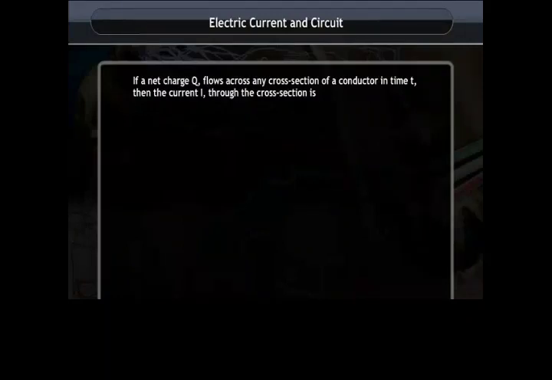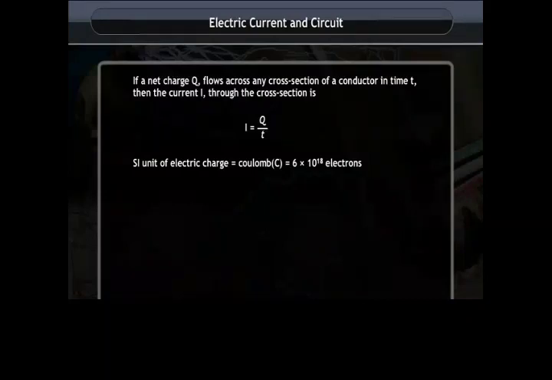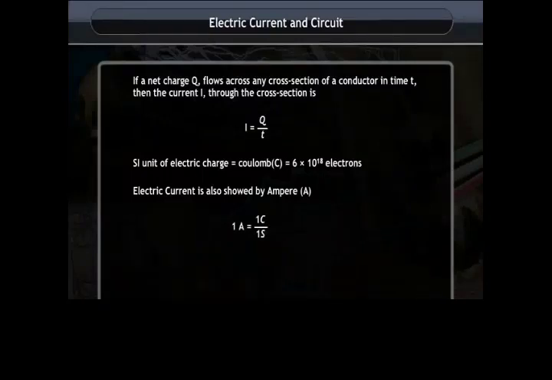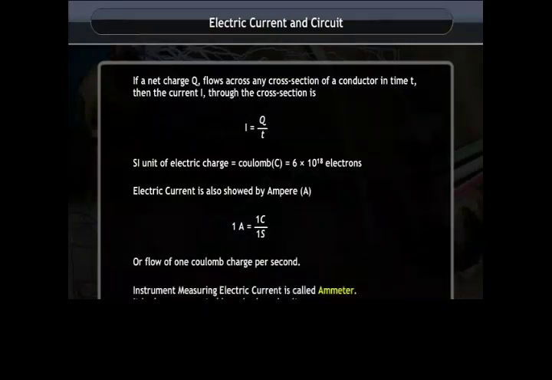If a net charge Q flows across any cross-section of a conductor in time t, then the current I through the cross-section is I = Q/t. The SI unit of electric charge is the coulomb, equal to 6 × 10^18 electrons. Electric current is measured in ampere or A. 1 A is equal to 1 C divided by 1 second, or flow of 1 coulomb charge per second. The instrument measuring the electric current is called an ammeter. It is always connected in series in a circuit.